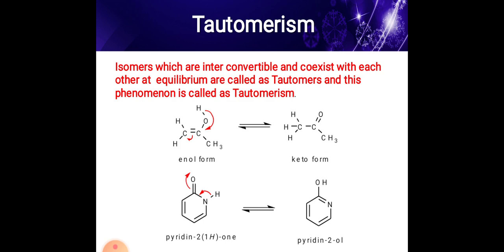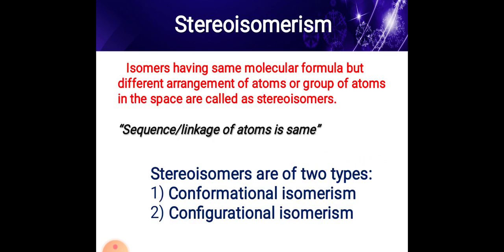Then last is tautomerism. Tautomerism means the isomers which are interconvertible and coexist with each other at equilibrium are called tautomers, and this phenomenon is called tautomerism. This is the enol form and this is the keto form. This is called tautomerism, and these are called the tautomers of each other.